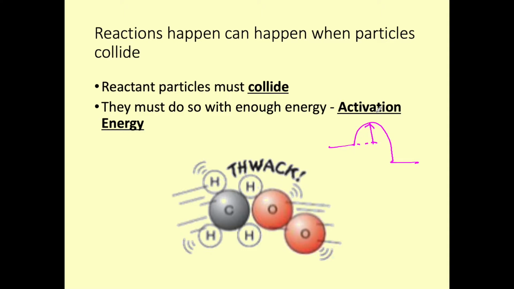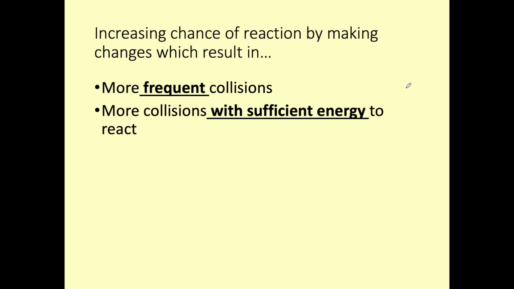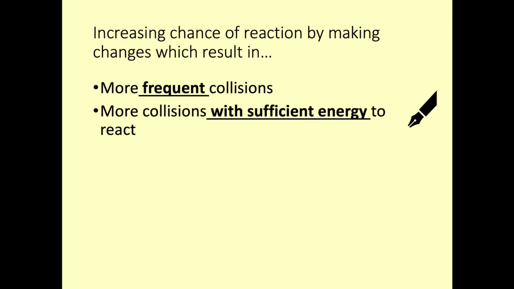So thinking about how we can increase our rate of reaction, we're going to need to be thinking about both the collisions and our activation energy. So the way in which we can increase them is by having more frequent collisions and more collisions with sufficient energy to react. Make some notes on what we've just been discussing about collision theory, what reactions need in order for them to happen, and how we can increase those chances of a reaction taking place. So pause the video whilst you have a go at that.